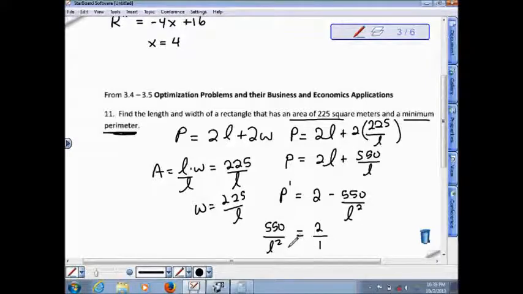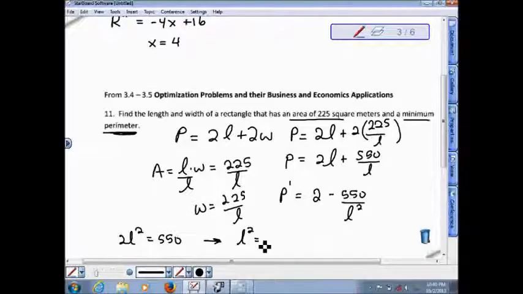One way you can solve a proportion is by cross multiplying. So multiply those together and set them equal to each other. We're going to have 2L squared is equal to 550, which means that L squared is equal to 225. You square root both sides, and L is equal to, technically it is plus or minus 15, but because these actually represent lengths and widths of rectangles, we consider the feasible domain, which is positive numbers. So the length is equal to 15.